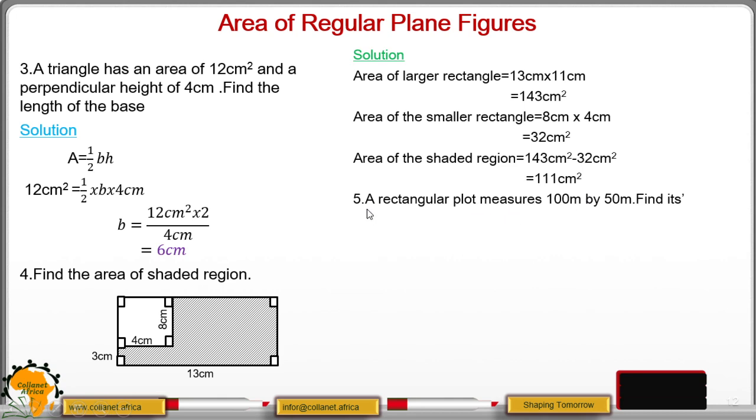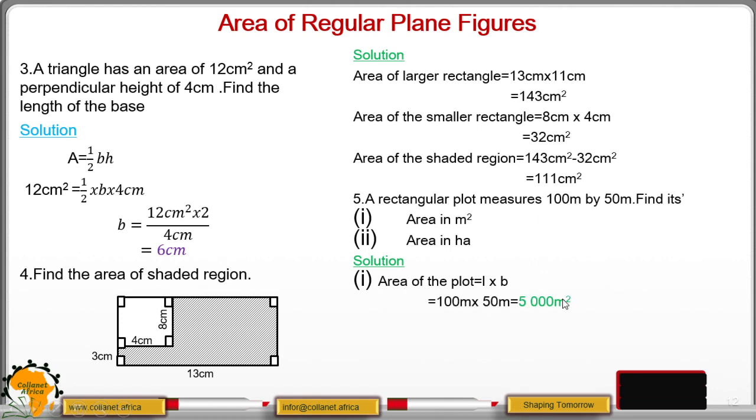Then question number 5, a rectangular plot measures 100 meters by 50 meters. Find one, its area in square meters, and two, its area in hectares. So we proceed as follows. First of all, we get the area in square meters. Remember, it is a rectangular plot, so the area will be length times breadth. So it is 100 times 50, you get 5,000 square meters. That is the area in square meters.